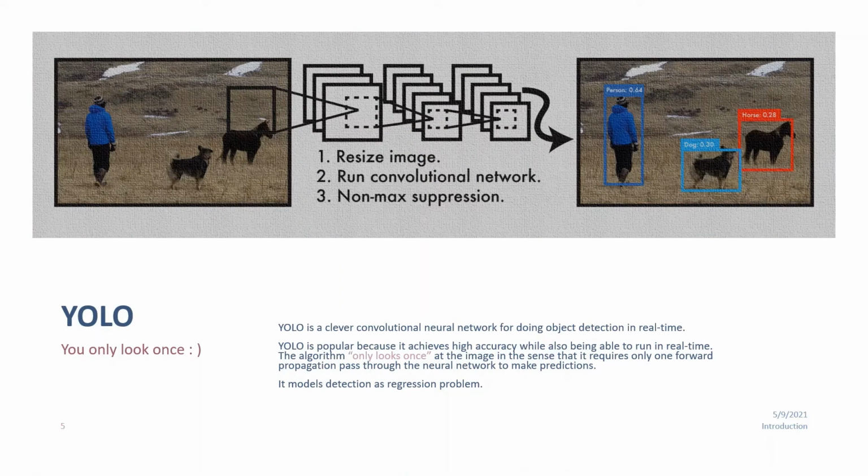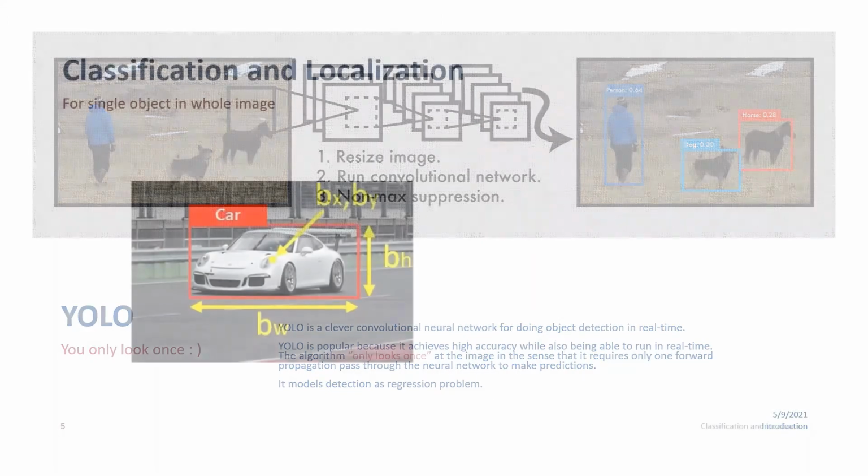YOLO, on the other hand, is a clever convolutional neural network for doing object detection in real time. I mean, the previous methods were also clever, but not real time. The algorithm only looks once at the image in the sense that it requires only one forward propagation pass through the neural network to make predictions. Let's look into the details.